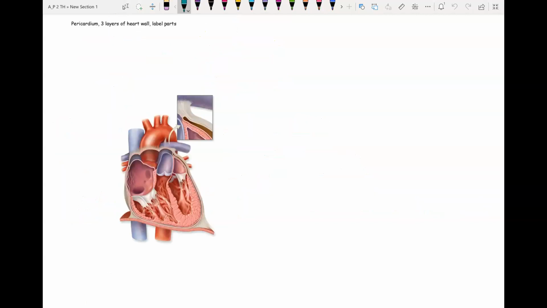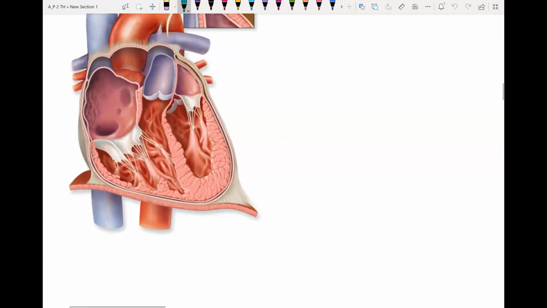In this section, we're going to learn about the 3 layers of the heart wall and the pericardium. So let's begin from the inside and work our way out. Inside, the heart has a thin coating of endocardium. It lines the whole inside.